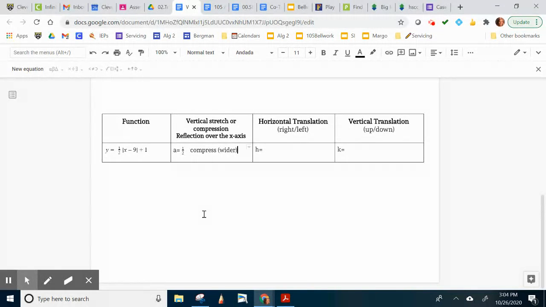What is our horizontal translation here? What number is our h? It's going to be a +9 because we name it with the opposite sign, and that means it's going to move right. Finally, our k is 1, and that means our graph will move up.